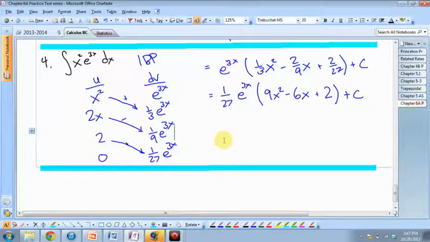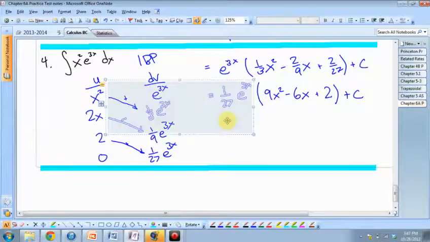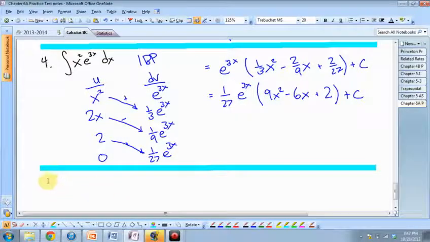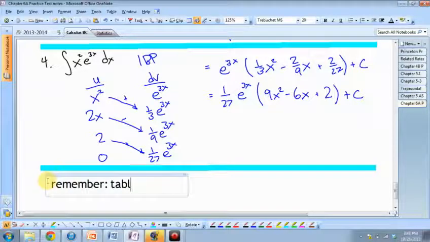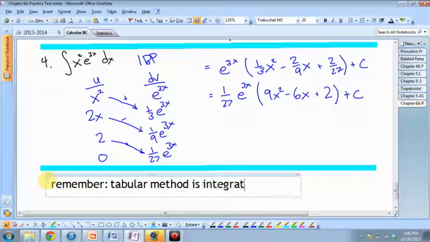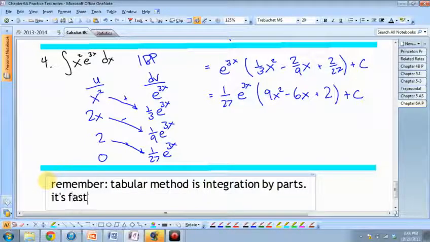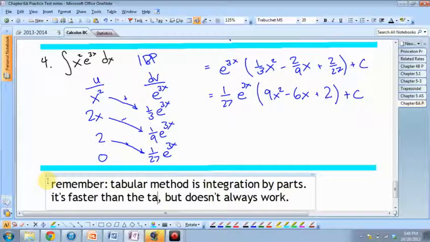So let's write that down for you guys. Give me 1 second, Griff. So tabular method is integration by parts. It's faster, but doesn't always work, than the traditional method.